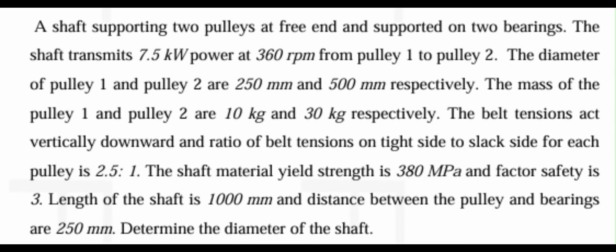The length of the shaft is given as 1000 mm, and the distance between pulley and bearing is given as 250 mm. We have to determine the diameter of the shaft. Okay, now let's look at the solution part.